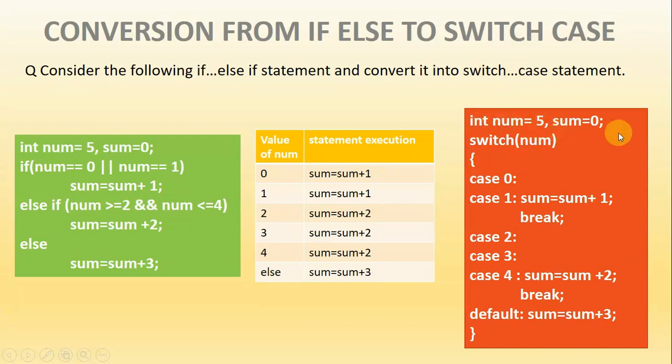The first statement will remain the same: int num = 5, sum = 0. Then I will write switch, and as I am testing the value of num, I will write num within the parentheses. Then this is the opening curly brace. Now you can see here for case 0 and 1, because for both these labels, we are executing the same statement.